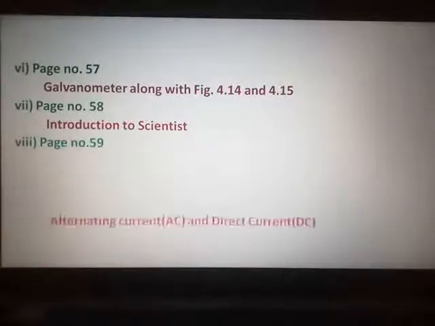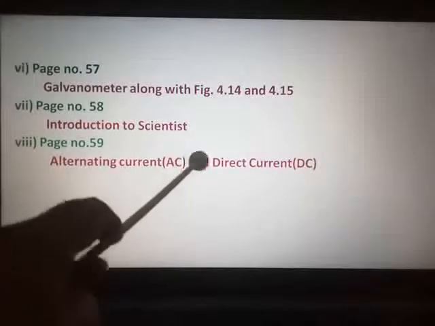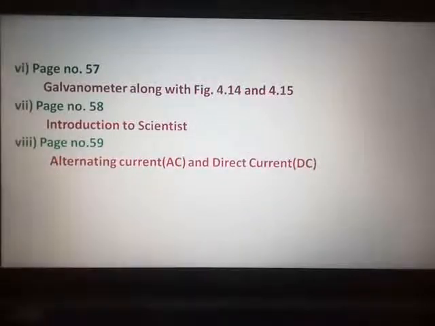The entire topic of alternating current AC and direct current DC is to be removed. So the first three paragraphs on that page, on page number 59 you have to remove, along with all the diagrams, that is 4.18, 4.19, nothing you have to study. Only the topic of electric generator, which starts towards the end of the page, that topic we have to study.